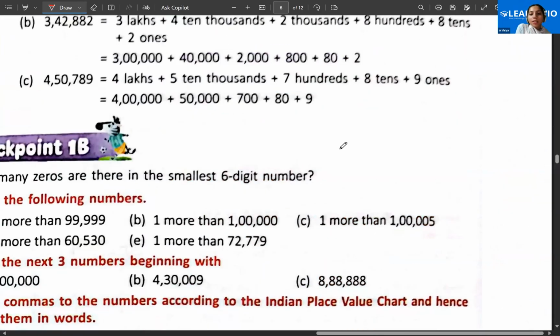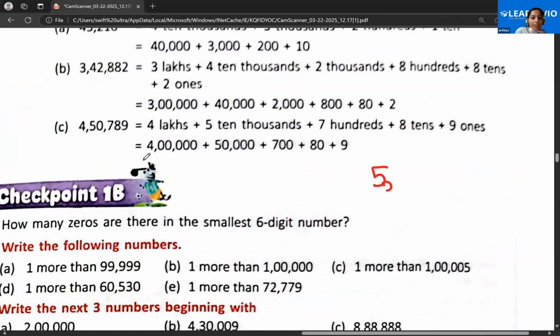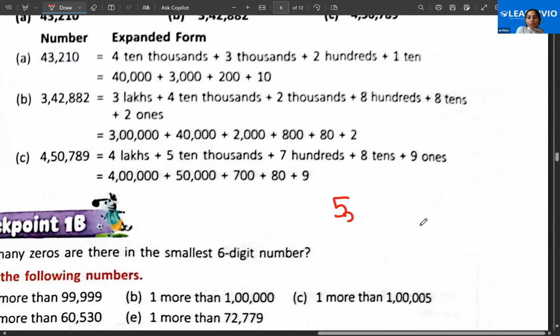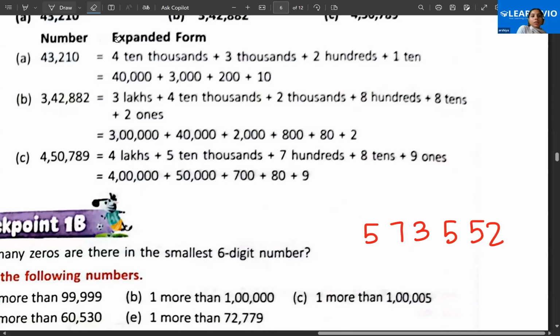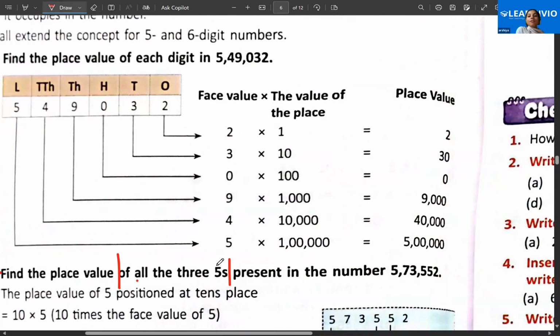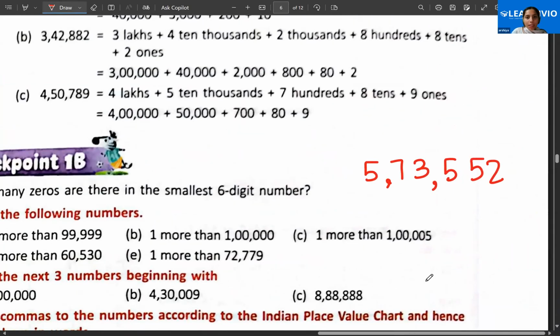Let me see some empty space. What was the number? 5,73,552. Okay. How many fives can you see in this number? Only three fives, right? So they are asking find the place value of all the 3 fives. That means there are 3 fives in this, so you have to find the place value of each one of them. Okay? Is it clear?